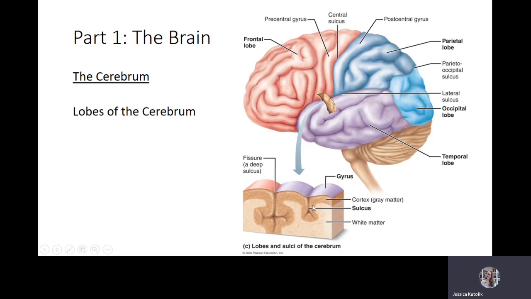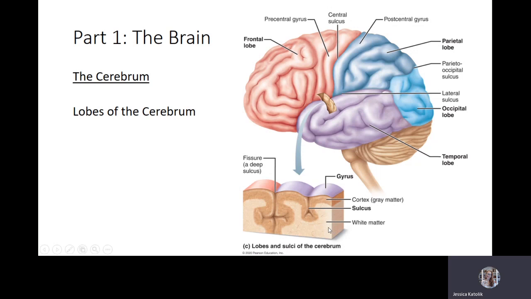The gray matter is going to be composed of cell bodies and unmyelinated axons, so we'll have a lot of interneurons. And the gray matter is going to be really important because there's a lot of synapsing that is going to occur here. And so the gray matter is going to be responsible for integrating and processing information that comes into our brain and determining the correct motor or emotional responses to those stimuli.